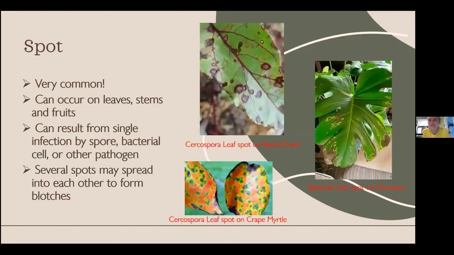Spot seems like a very obvious one, but spotting of the leaves is a symptom of many plant diseases in our area. It's probably our more common symptom, and it can occur on the leaves, the stems, and the fruits. It can result from a single cell getting infected by a spore of fungus, a bacterial cell, or some other pathogen, and several spots may spread into one another to form blotches. Remember, blotch was one of our symptoms also. I pulled up some of our more common leaf spot diseases here.